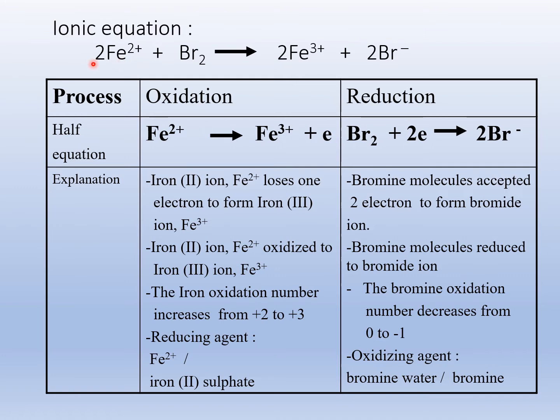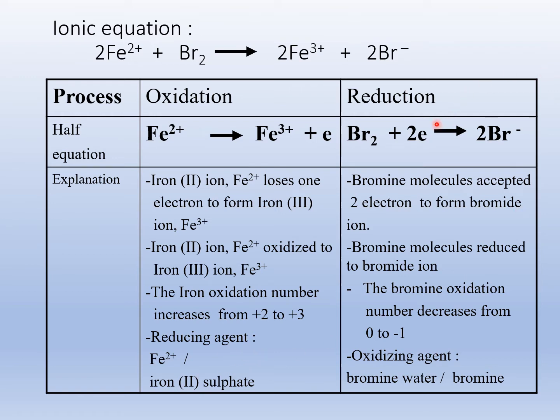Next, the ionic equation is 2 Fe2+ plus bromine to produce 2 iron 3+ ions and 2 bromide ions. So for the half equation, we just separate it from the ionic equation above. We get iron 2 plus become iron 3 plus by releasing 1 electron. Explanation: iron 2 plus ion loses 1 electron to form iron 3 ion. Iron 2 plus ion is oxidized to produce iron 3 ion. The oxidation number increases from +2 to +3. So iron 2 plus has been oxidized. Iron 2 plus is also known as the reducing agent.